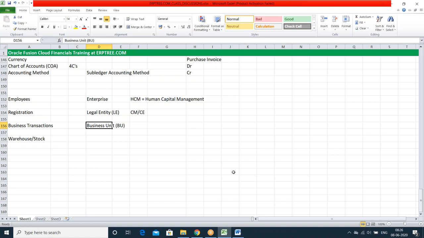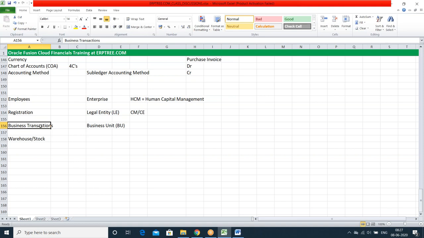For now, we are just trying to understand what environments we are creating in the system to manage relevant data. If you want to record any business transaction, be it related to purchasing, sales, invoice, payment or receipt, any business transaction you want to record in the system, you have to record it within the specific business unit. So with the business unit concept only, we record the business transactions.